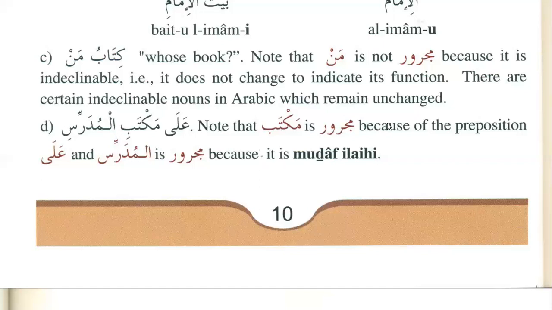Ala. Ala al-maktabi. Ala maktabi al-mudarrisi. Note that maktabi is majroor because of the preposition ala. Maktab is majroor because of the preposition ala, and al-mudarrisi is majroor because it is mudaf ilayh. Sorry, I keep forgetting that one. Because it is mudaf ilayh.